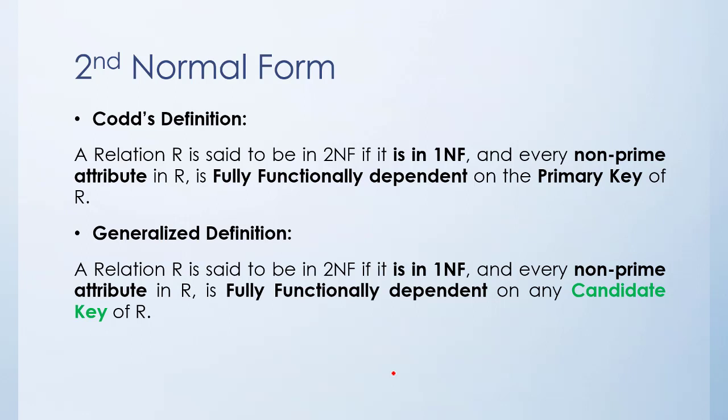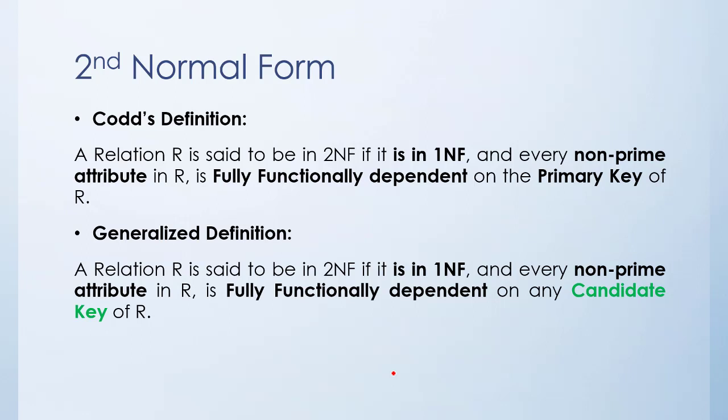Now here the definition is complete, but the problem is that, as we know, in a relation there can be multiple candidate keys, and depending on the DBA he or she can choose any one of the candidate keys as the primary key. Which primary key the DBA is going to choose depends on the DBA, and that is why analyzing a relation depending on the primary key is a little bit difficult.